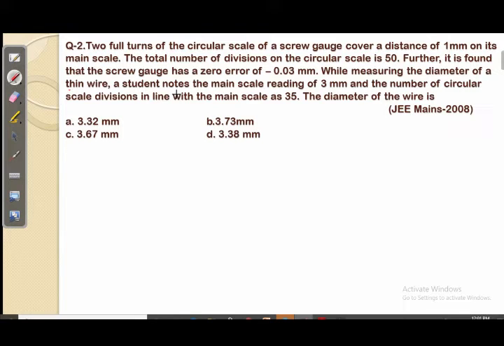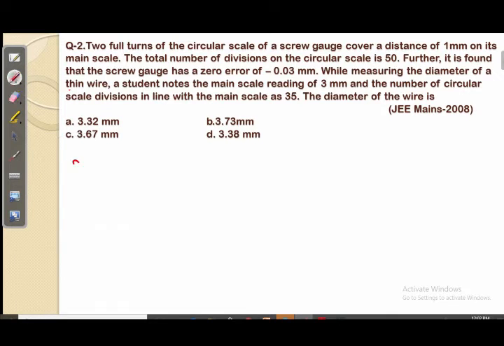This is question number 2. Two full turns of the circular scale of a screw gauge cover a distance of 1 millimeter on its main scale. The total number of divisions on the circular scale is 50. Further, it is found that the screw gauge has a zero error of 0.03 millimeter. While measuring the diameter of a thin wire, a student notes the main scale reading of 3 millimeter and the number of circular scale divisions in line with the main scale as 35. Then the diameter of the wire is. This question was asked in JEE Mains 2008. They have given four options. So we will start with the solution.